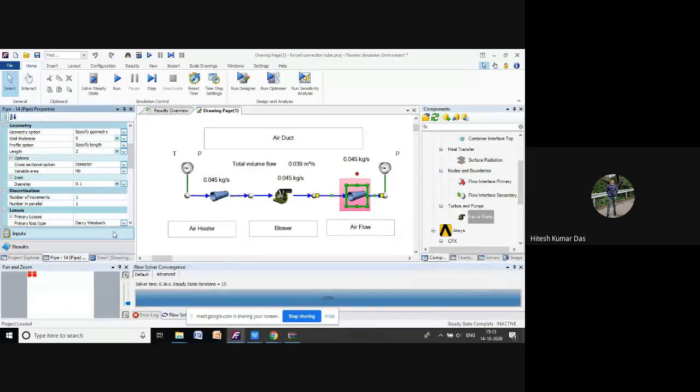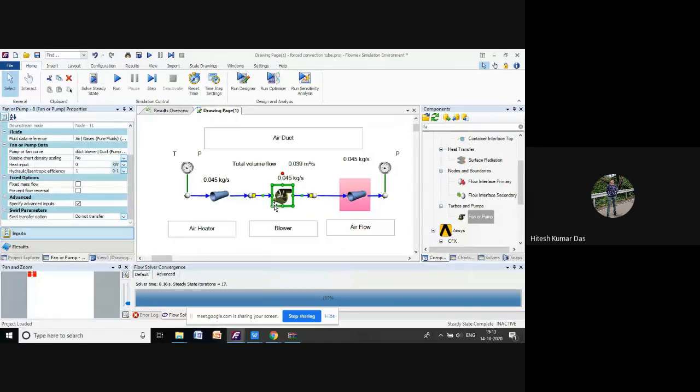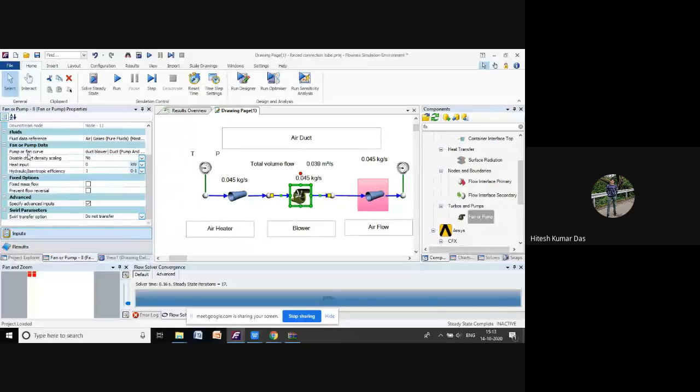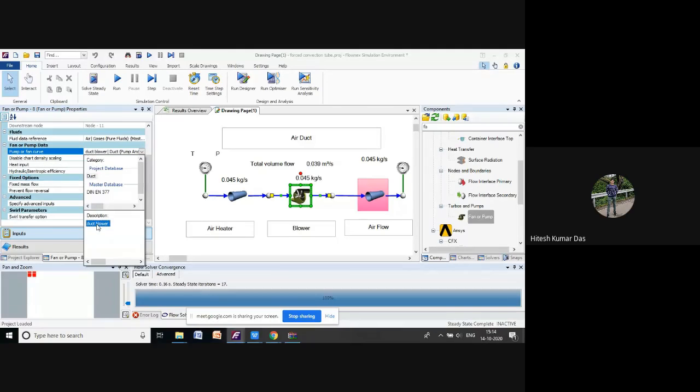So next we will try to solve this network. Before that, I will show you what are the curves we have assigned here. You can see here fan and pump curve. For the duct we have assigned one curve. Just by clicking on it, you can see the duct blower curve we have assigned. By right clicking on it, just click on edit.